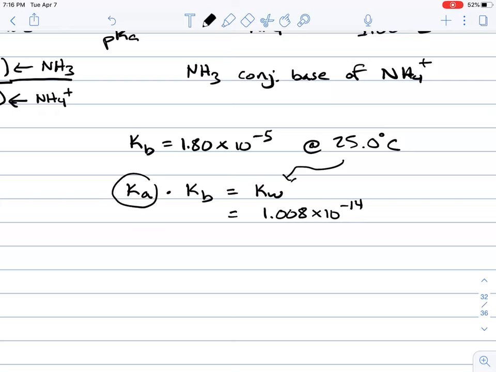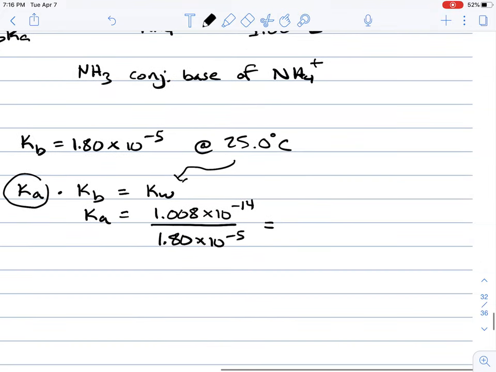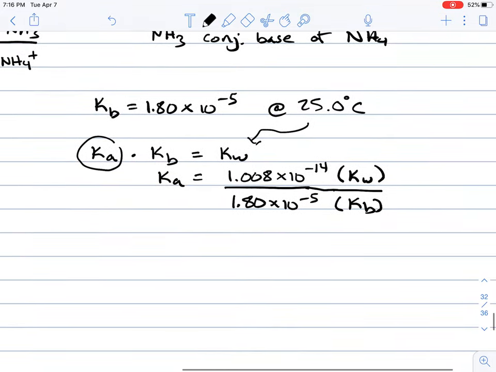And if I want to solve for Ka, I'm simply going to divide both sides by Kb. And so therefore, Ka is going to equal 1.008 times 10 to the negative 14 divided by 1.80 times 10 to the negative 5. Okay. And so I'm going to go ahead and put a little note here just so you guys can see that that's Kw and this was Kb. So if I plug this into my calculator, I'm going to get 1.008 times 10 to the negative 14, divided by 1.80 times 10 to the negative 5. So that's going to give me a Ka value of 5.60 times 10 to the negative 10.